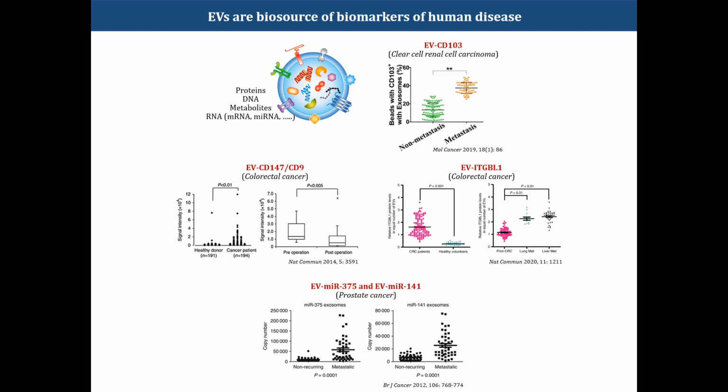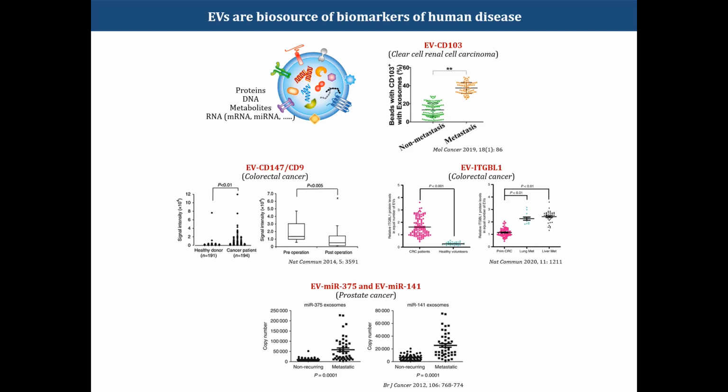The first study was performed on clear cell renal cell carcinoma patients. The data show that CD103 level in the circulating EV is significantly higher in patients with metastasis than patients without metastasis. In the context of colorectal cancer, the CD147 and CD9 double positive EV level is higher in cancer patients and is reduced after surgery.